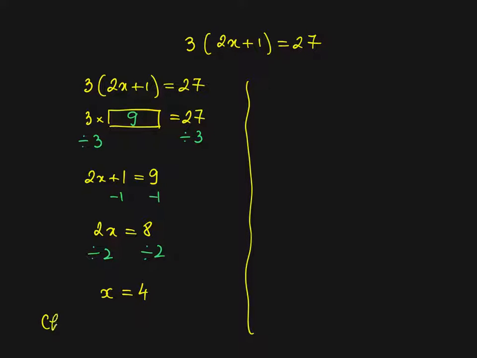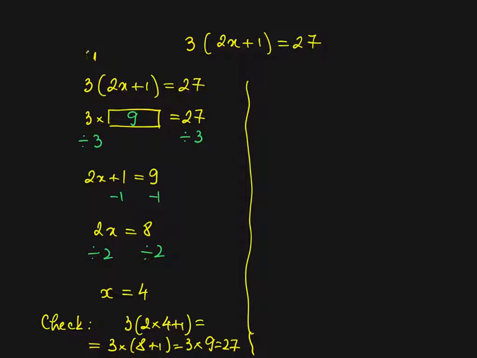Now, to make sure that I'm correct, I can check by substituting: 3 brackets, 2 times 4 plus 1. So I'm substituting it back. I get 3 times 8 plus 1. 3 times 9 is 27. So it's correct. My answer is correct.